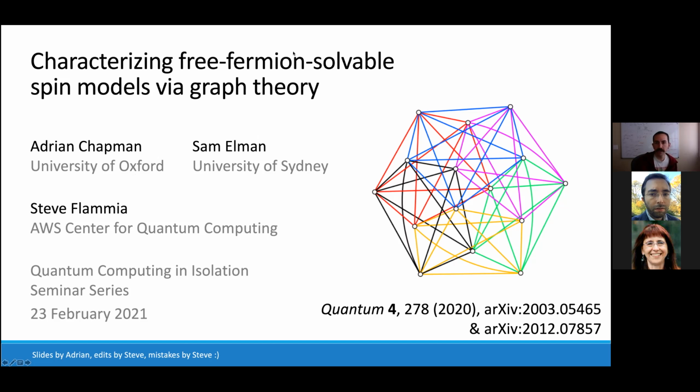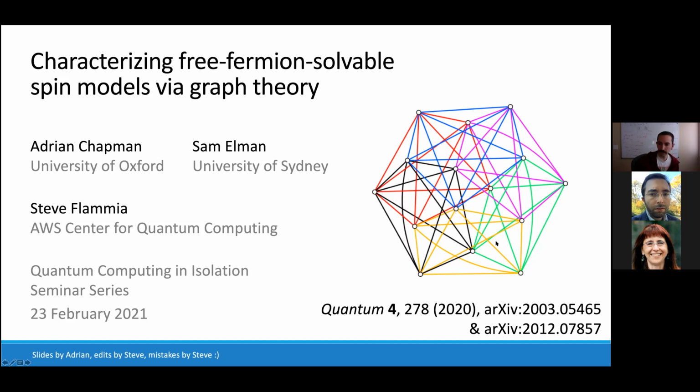If I say the word solvable in this talk, I specifically mean solvable by free fermions, so non-interacting systems. I'm not going to talk about things that are solvable, for example, by Bethe ansatz in this talk. So if I just say solvable, I really mean free-fermion solvable.